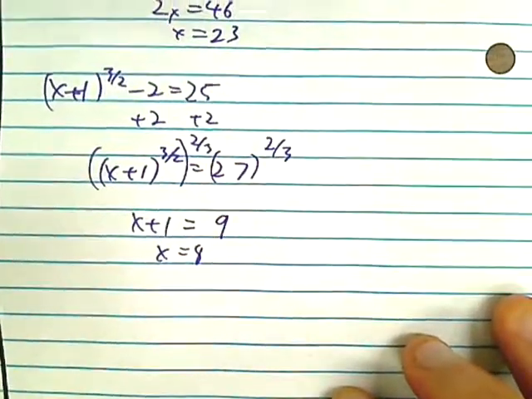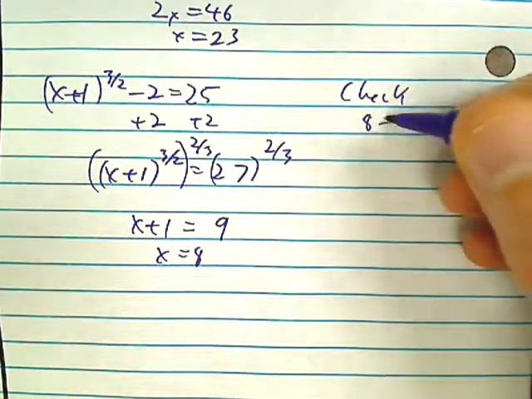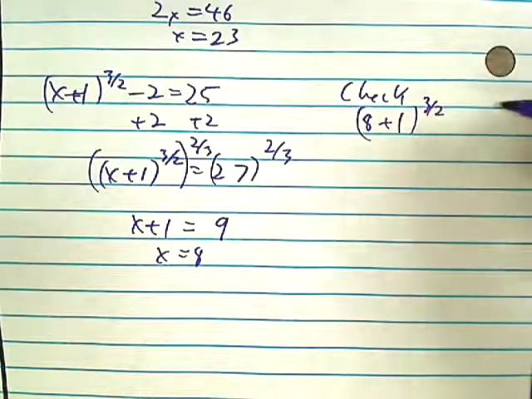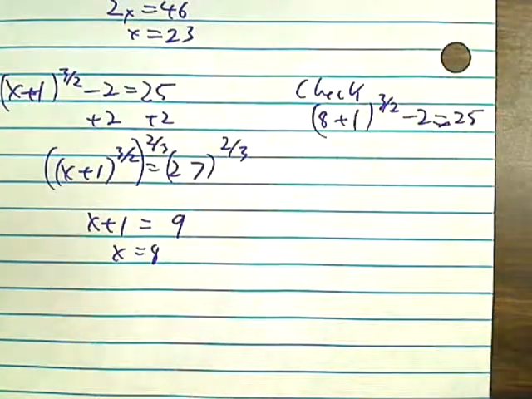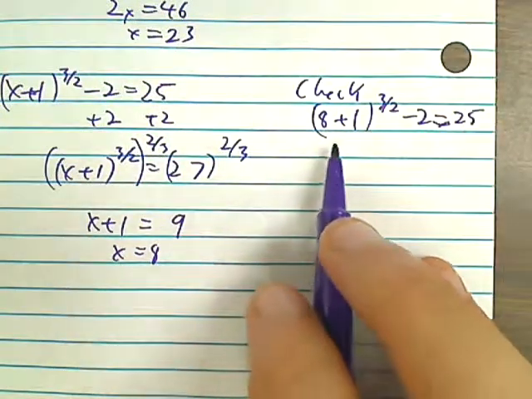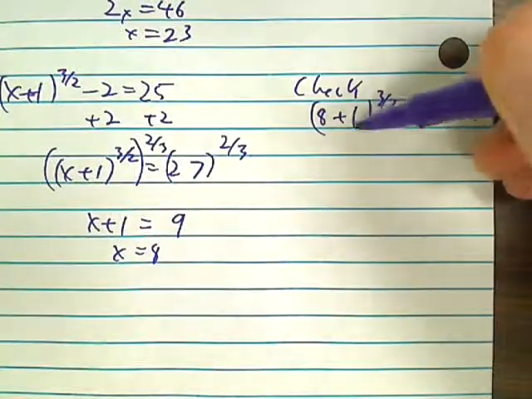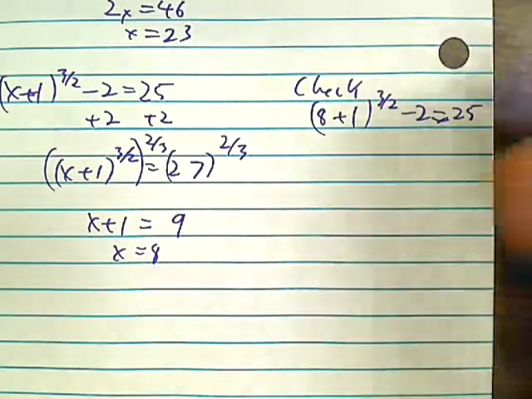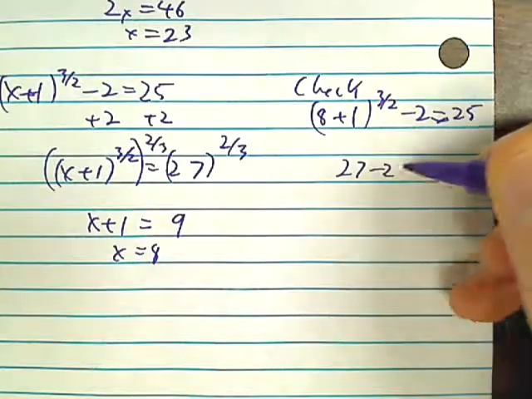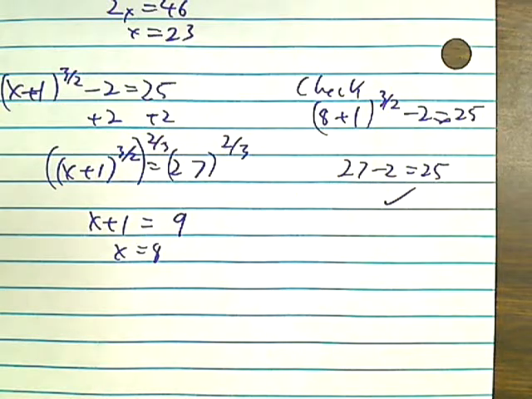Let's go ahead and check my answer. So that is 8 plus 1 to the 3 halves power back in the original equation. I'm not going to solve, I'm going to check. Order of operations. I have 9 to the 3 halves power. Well, the square root of 9 is 3. To the third power is 27. And I can see that that's true. So let me just give it a check. Please write 3 questions. Go ahead and pause.